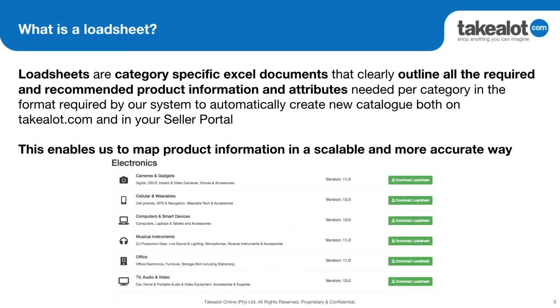I'm going to begin by explaining what load sheets are and why we have made the move to load sheets. Load sheets are category-specific Excel documents that clearly outline all the required and recommended product information and attributes needed per category, in the formats required by our system to automatically create new catalog both on Takealot.com and in your seller portal. This enables us to map product information in a scalable and more accurate way.